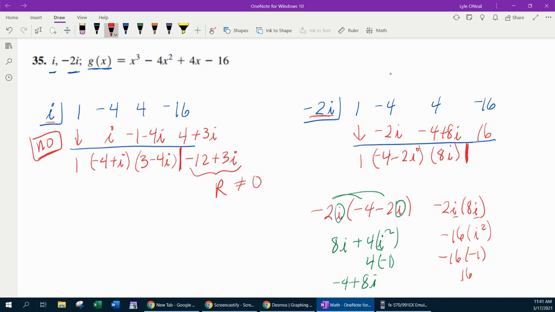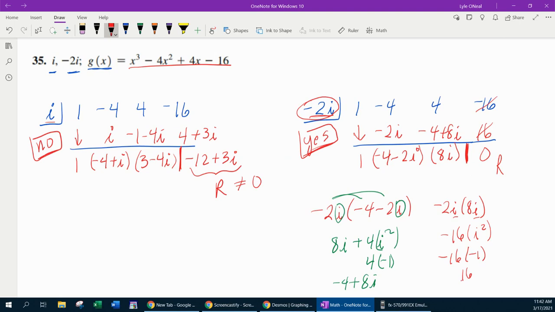And remember, this is our remainder, which is 0. Now, that's good news for us. That means that -2i is a 0 of this function. But I'm going to throw in a bonus for you. Anytime a complex solution turns out to be a 0, its conjugate will also be a 0.